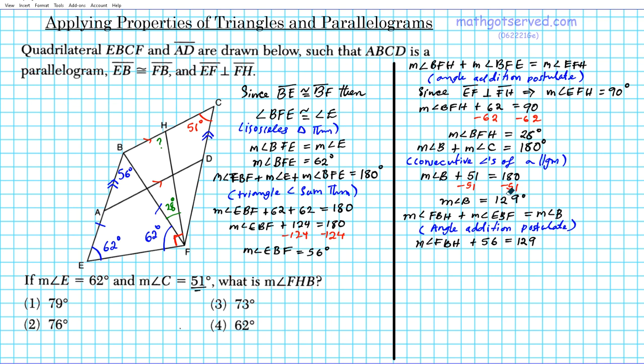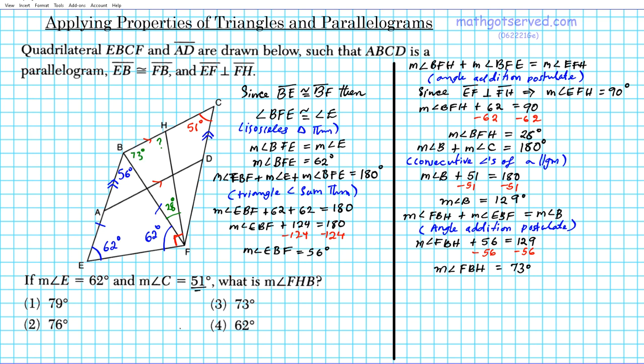Right here. See right here? Okay. Now, to get FBH by itself, we just simply subtract 56 from both sides of the equation. And then we're going to get the measure of angle FBH is equal to, subtract these two, 73 degrees. Bam. Okay. Almost there. So this is 73 degrees.